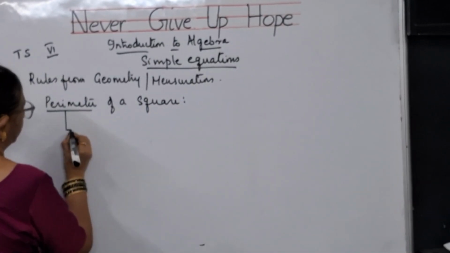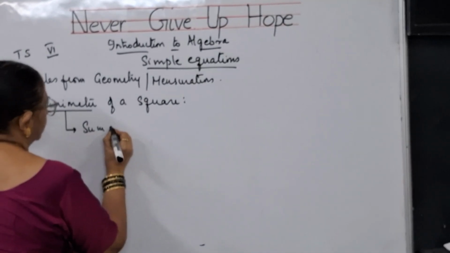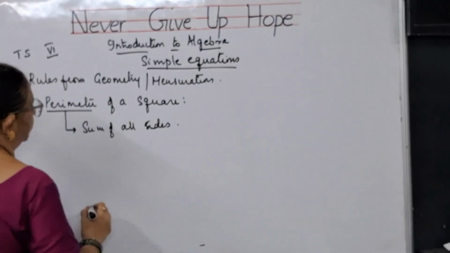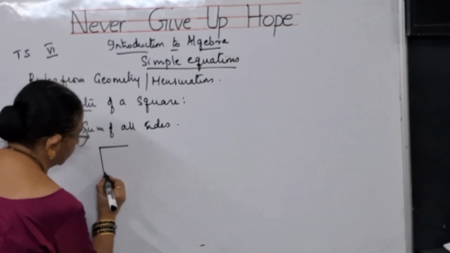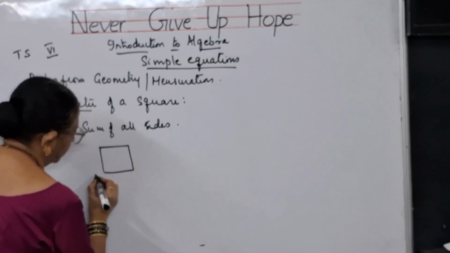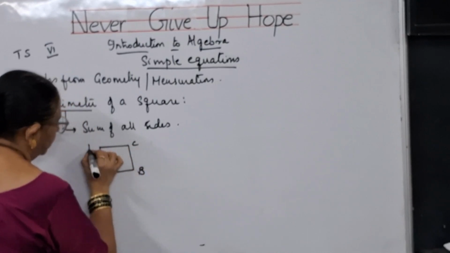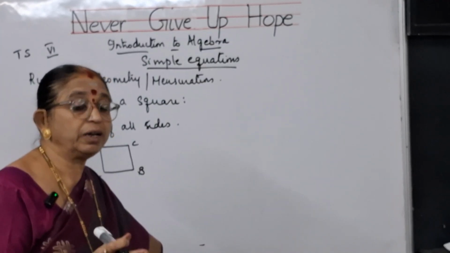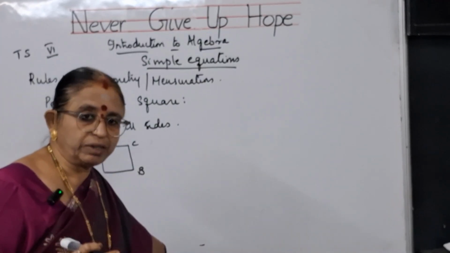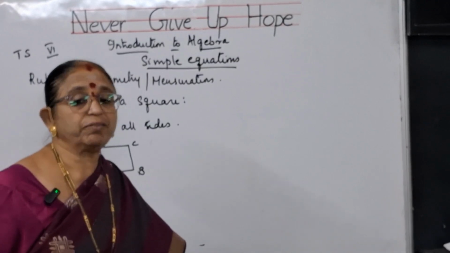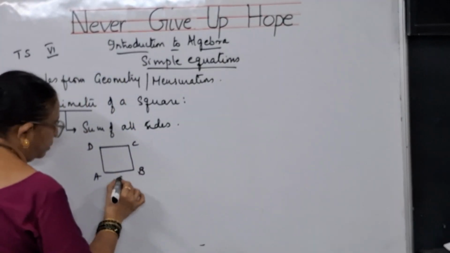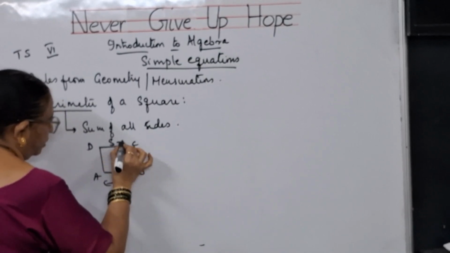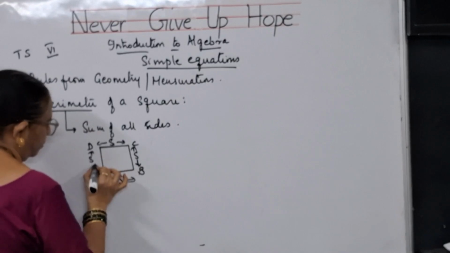What is perimeter? Perimeter means sum of all sides. That is called perimeter. Now we will be talking about a square. A square, let us consider ABCD as a square. What is a square? A square is a closed figure which is formed by joining four sides. And how are these four sides? All four sides are equal in their measures. So let me consider this as S units, this as S units, this as S units, this as S units.